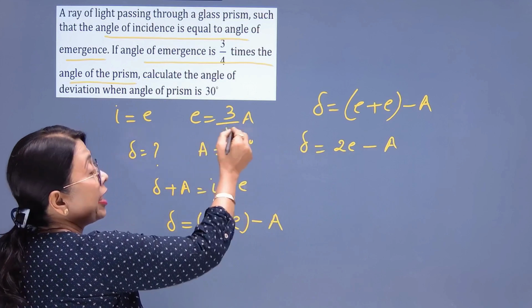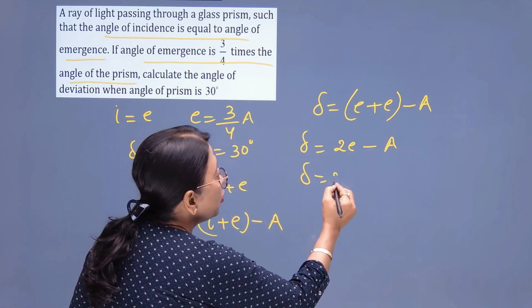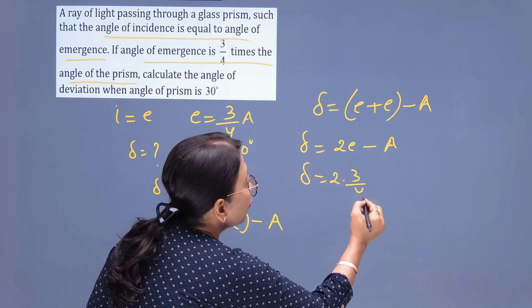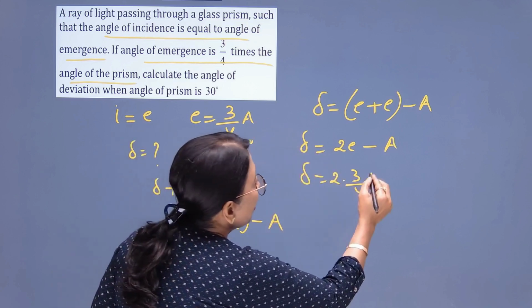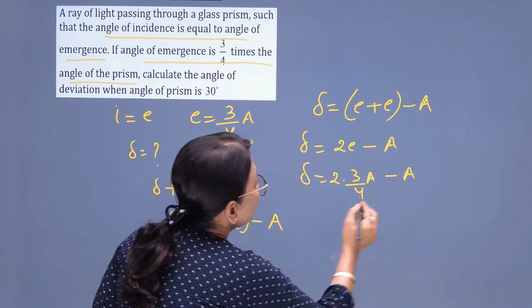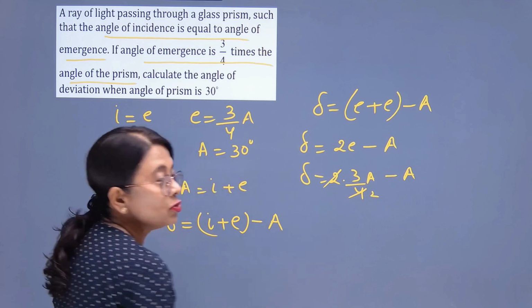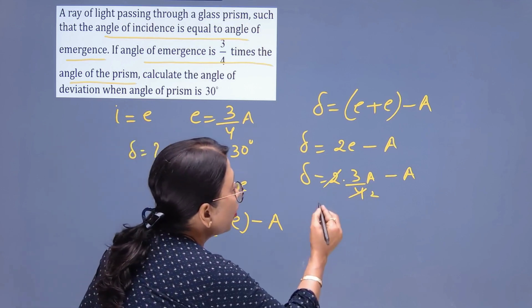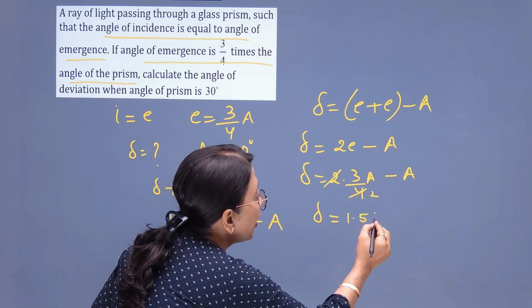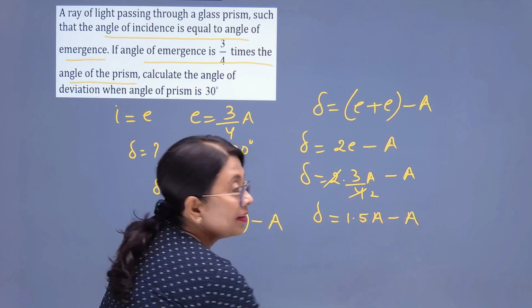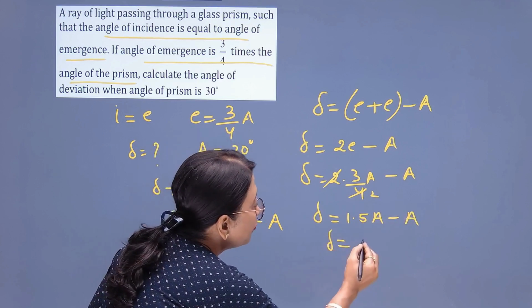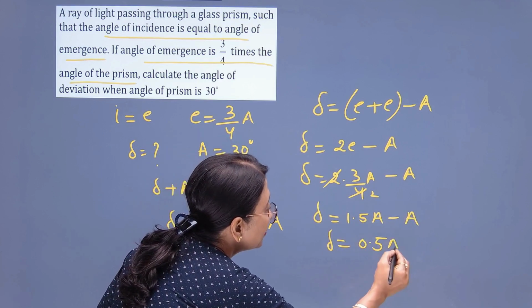E की जगह क्या लिखेंगे? 3/4 of A. So del will be 2 into 3/4 of A, minus A. This will give you how much? 3/2 A. 3/2 A means what? If we write it as 1.5A minus A, this will give you what? This will give you 0.5A.